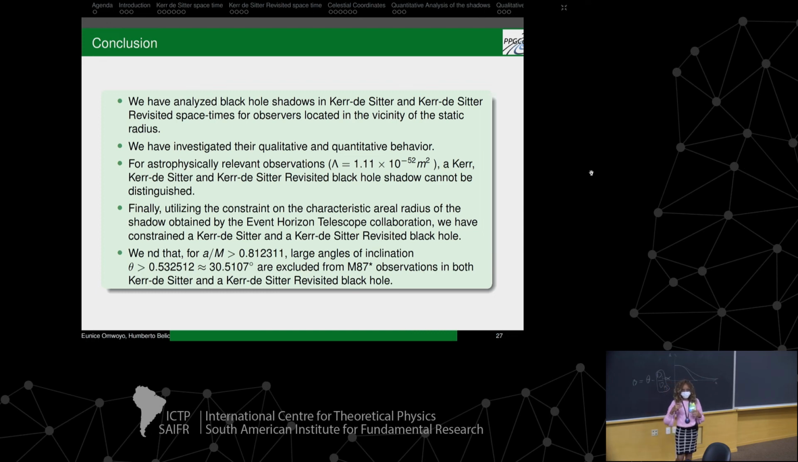We find that high angles of inclination and high values of black hole spin do not pass the test. So this disqualifies extremal Kerr black holes from being observed by the Event Horizon Telescope.